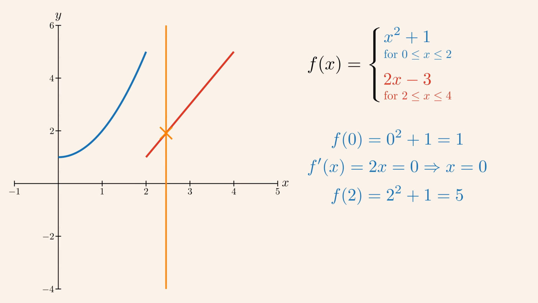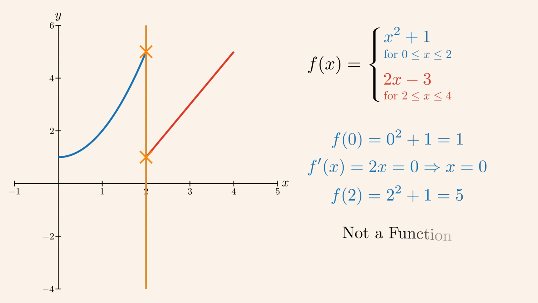Let's take a closer look at x of 2. Here we can see that there are two different intersections, because the red and blue pieces have different values. This means it's not a function at all. Even though it's not a function, it still has a range from 1 to 5.